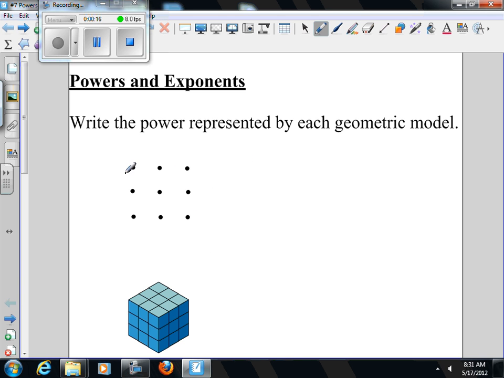We have dots and they're arranged in a 3 by 3 pattern. And we can write that as 3 to the second power, or 3 squared. 3 squared is 9, and notice that's what we have, 9 dots.